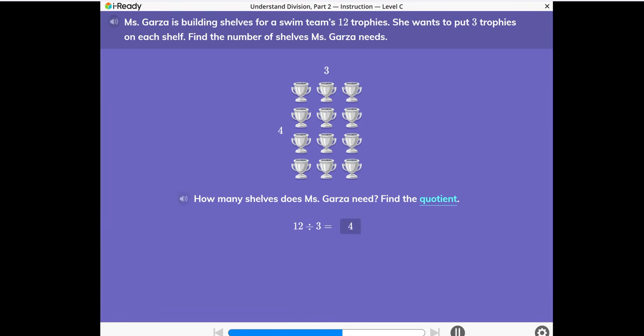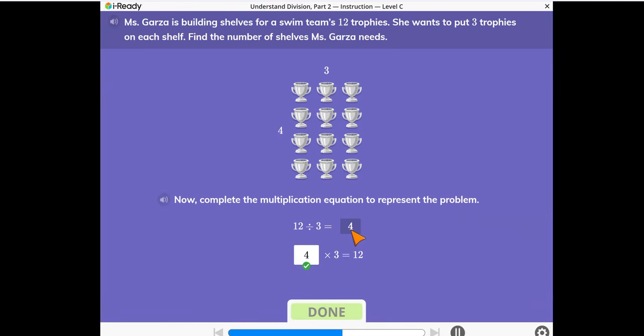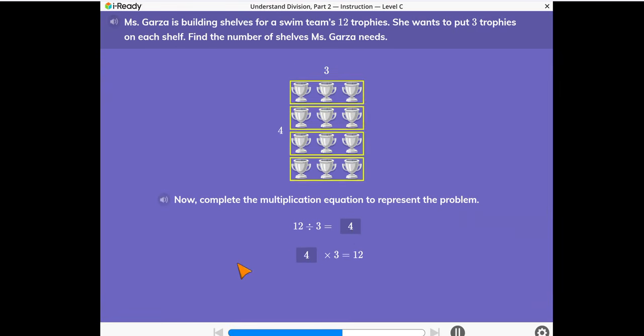12 divided by 3 equals 4. 12 trophies with 3 trophies on each shelf is 4 shelves. Miss Garza needs 4 shelves to fit all the trophies. Now, complete the multiplication equation to represent 4 times 3 equals 12. 4 shelves with 3 trophies on each shelf equals 12 trophies. Both equations show that there are 12 trophies in all, 3 trophies on each shelf, and 4 shelves to fit all the trophies.